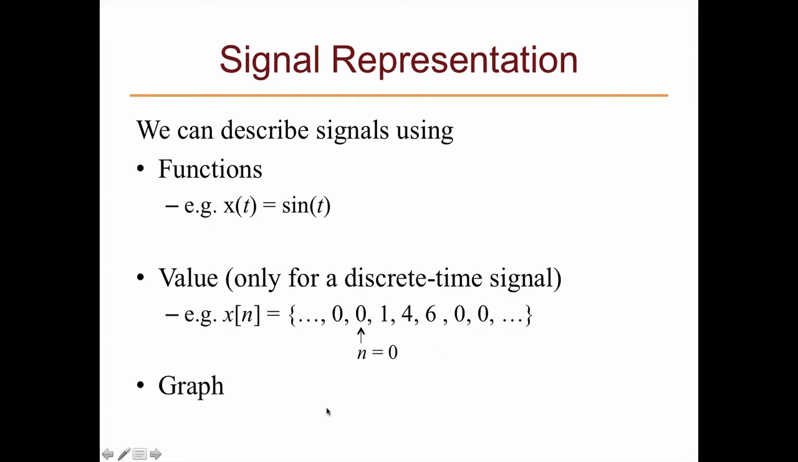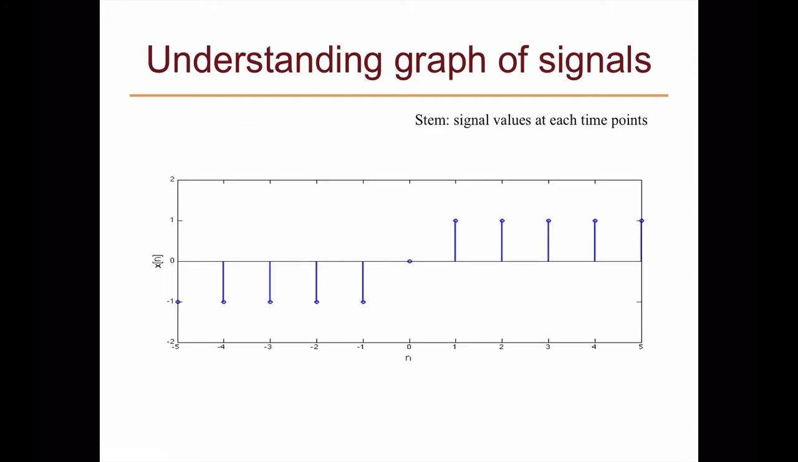You can also draw the graph of the signal, which has components that I will show you later. This graph is a graph of a discrete time signal. Each stem here represents the signal value at each time point, starting from -5, -4, -3, and so on.